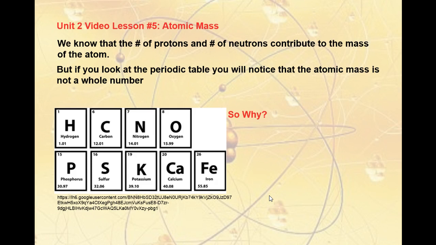Right now, we know that the number of protons and the number of neutrons contribute to the mass of the atom. Now, protons and neutrons are particles, so you can't have a partial particle. So, if carbon has 6 protons and 6 neutrons, then you would think that the atomic mass of carbon would be 12. But if you look at the periodic table, and I have a partial part of a periodic table here, you'll notice that the atomic masses are not whole numbers. They are decimal numbers. So the question is why? And that's what we're going to learn about in this video.